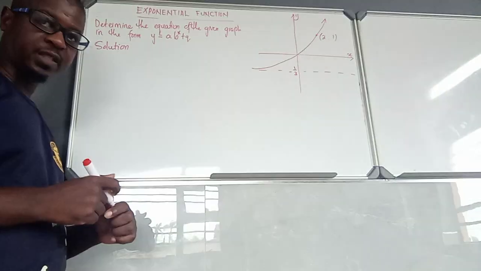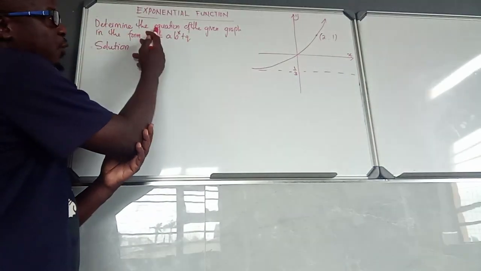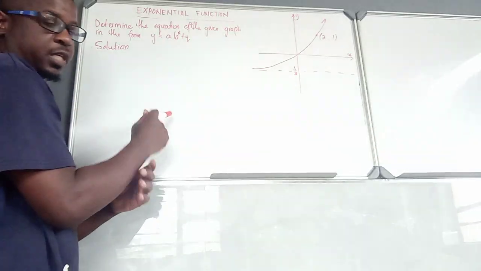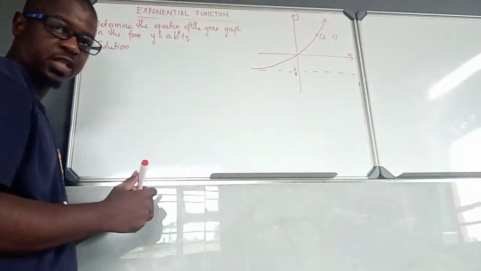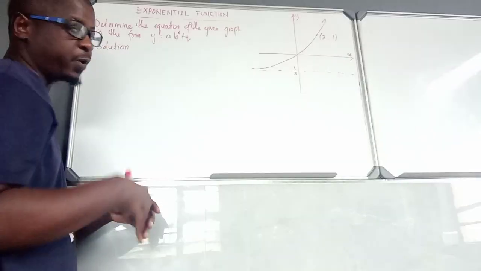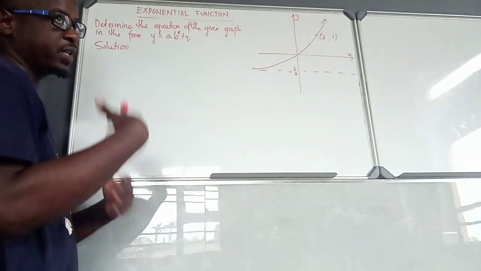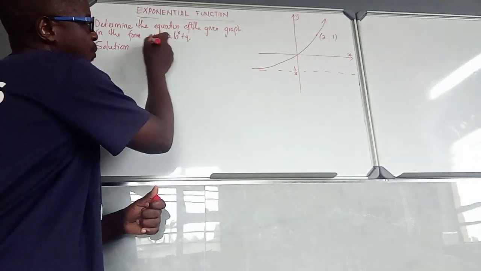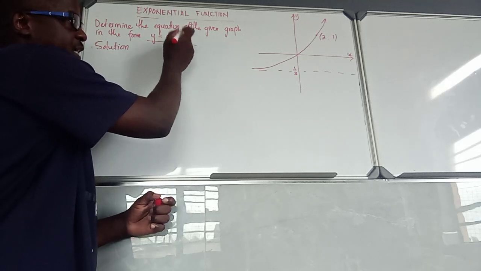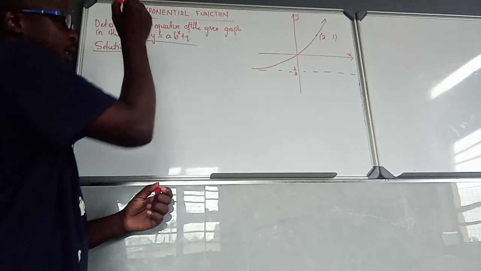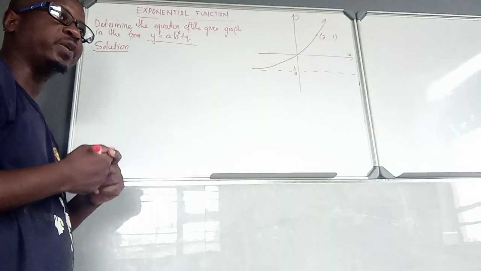With that information from this graph, the question says: determine the equation of the given graph. It means we are given this graph, but it doesn't have an equation or a name, and we want to give it a name. We want to write the equation in this form: y is equal to a times b to the power of x plus q. Let's go straight into it. When given such a question, how do we do it?